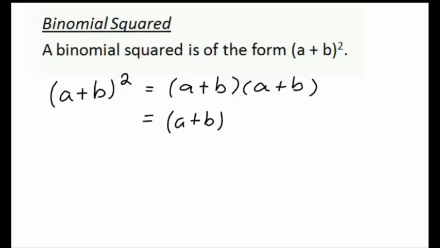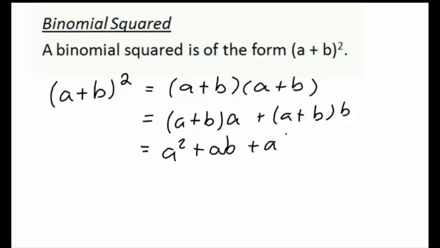So I'll distribute a plus b to the letter a, and then I'll distribute a plus b to the letter b. And if we use the distributive property one more time, we'll get a squared plus ab plus ab plus b squared. And we have two middle terms that we can add together to get 2ab.